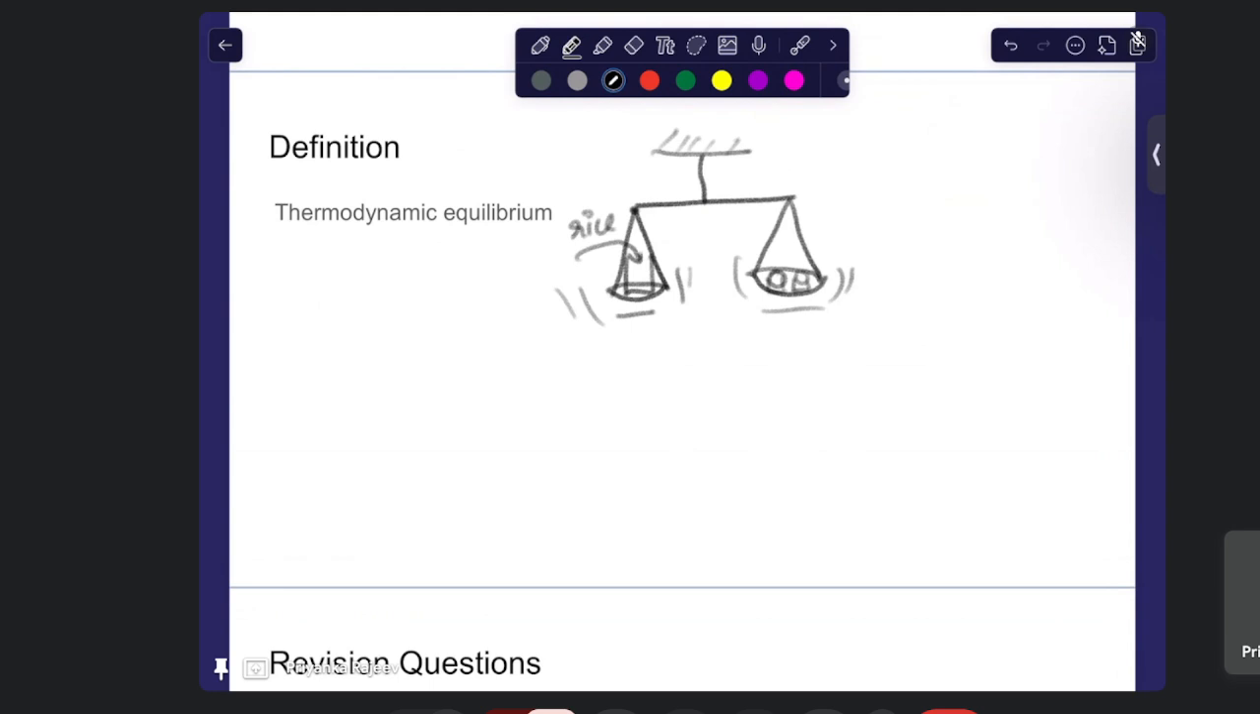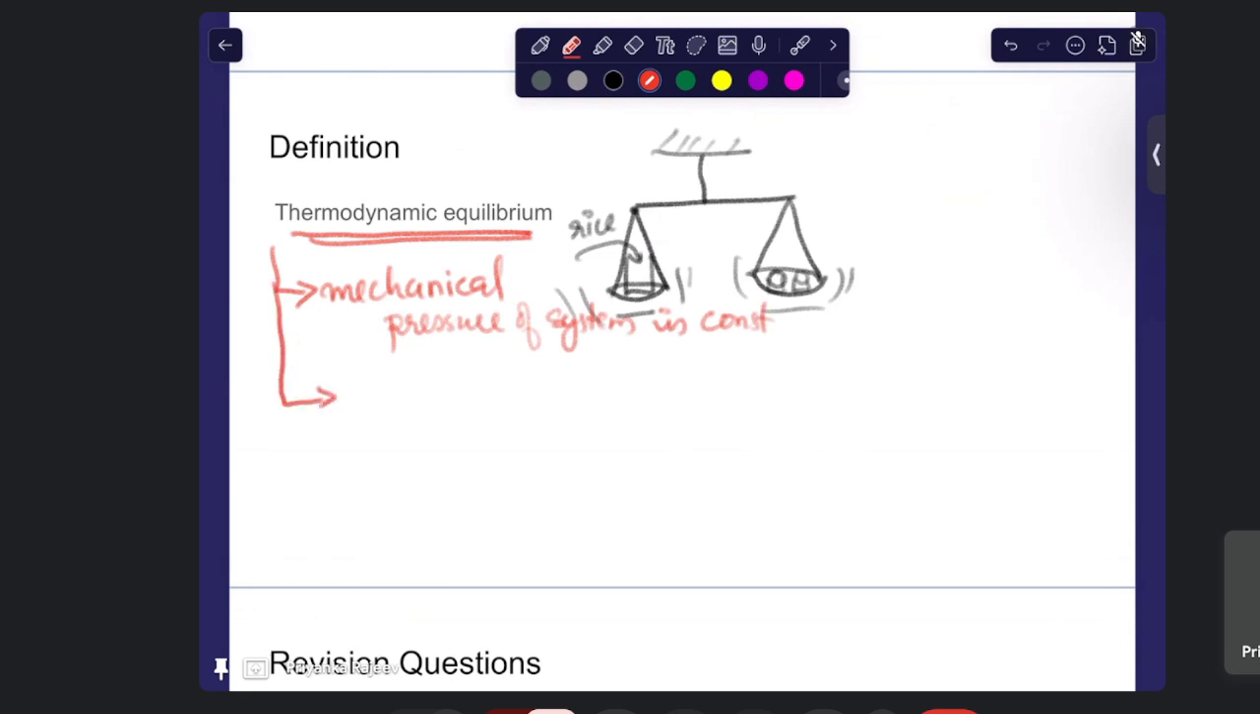Now how can I say that there is no change in property in the system, or that there is equilibrium in the system? There are 3 points when you want to say that there is thermodynamic equilibrium of the system. One is mechanical equilibrium. Mechanical equilibrium is when the pressure of the system does not change. The pressure of the system is constant. That is when we say there is mechanical equilibrium.